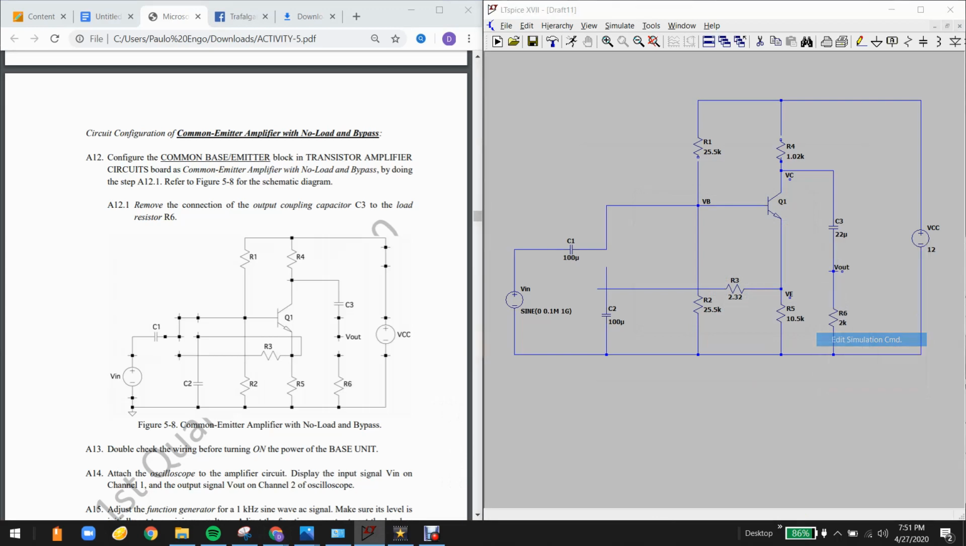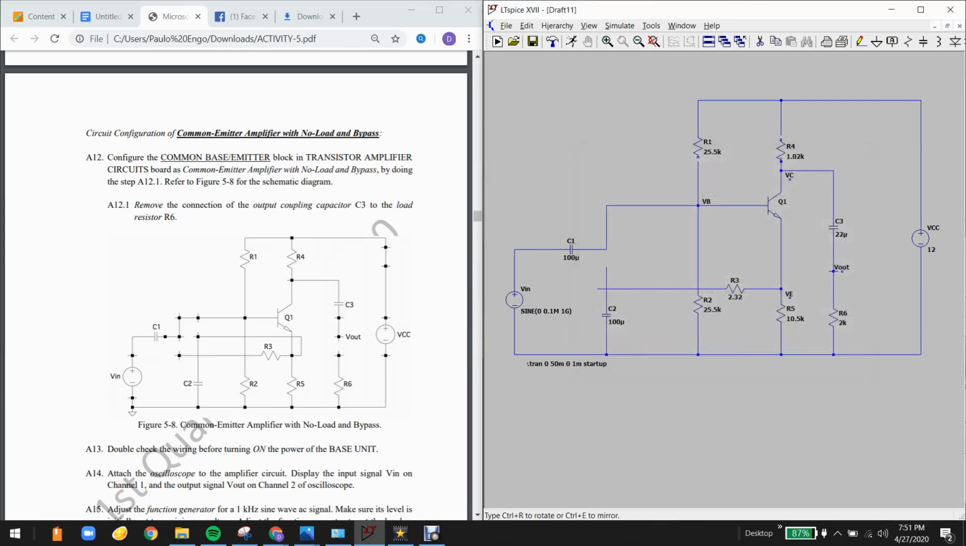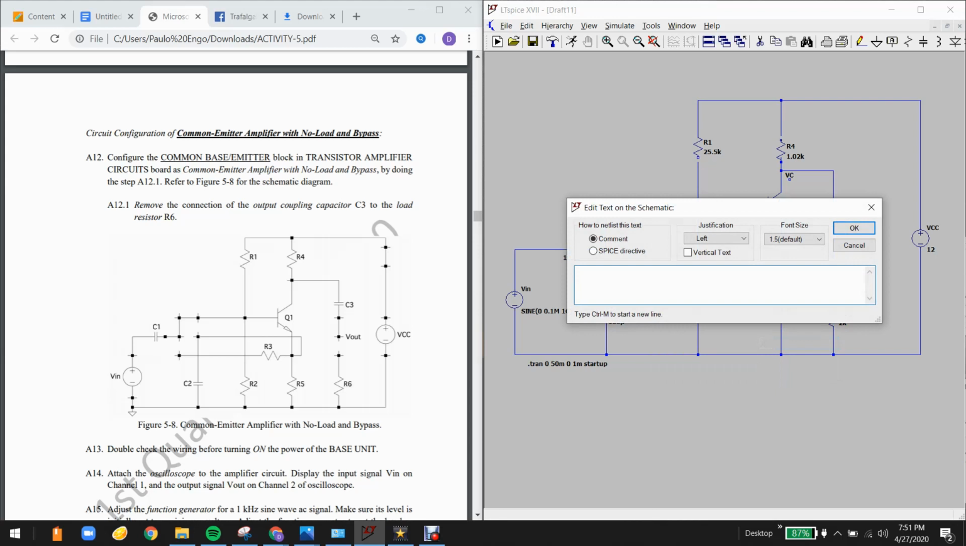Then I did simulation command, same as always, the standard T01M, and that should be our startup. Let's put that here, and voila! This is our common emitter amplifier with no load.